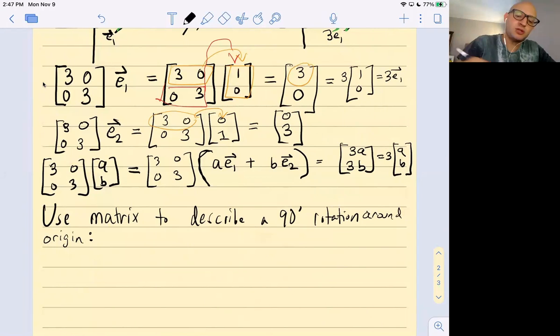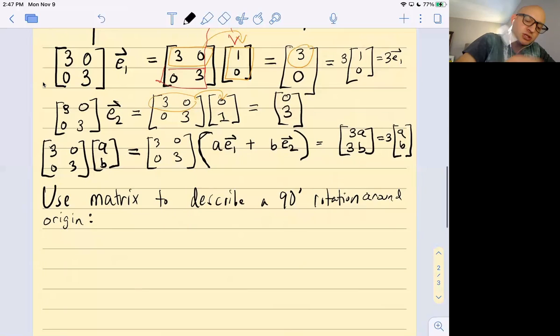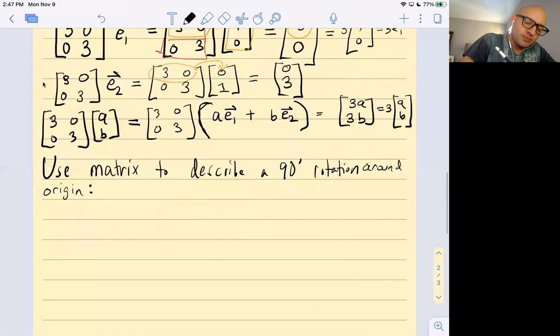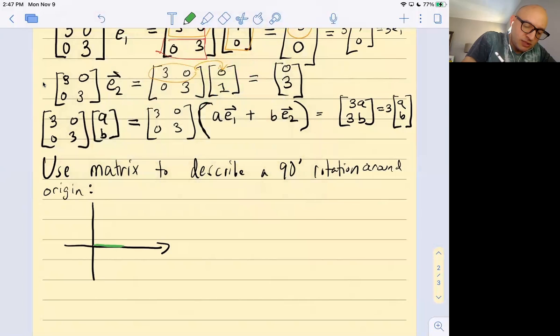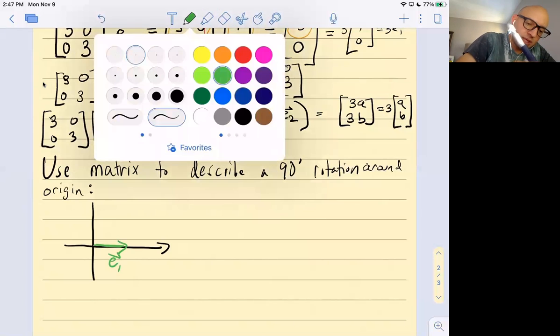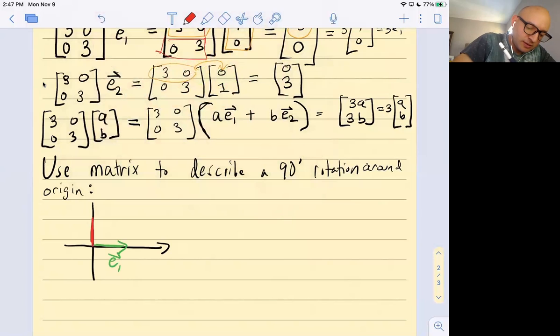Okay, let's do a 90-degree rotation. So I'm just going to draw a picture, okay? I'm going to do green and red again. E1 is right here, E1. And E2 is right here.